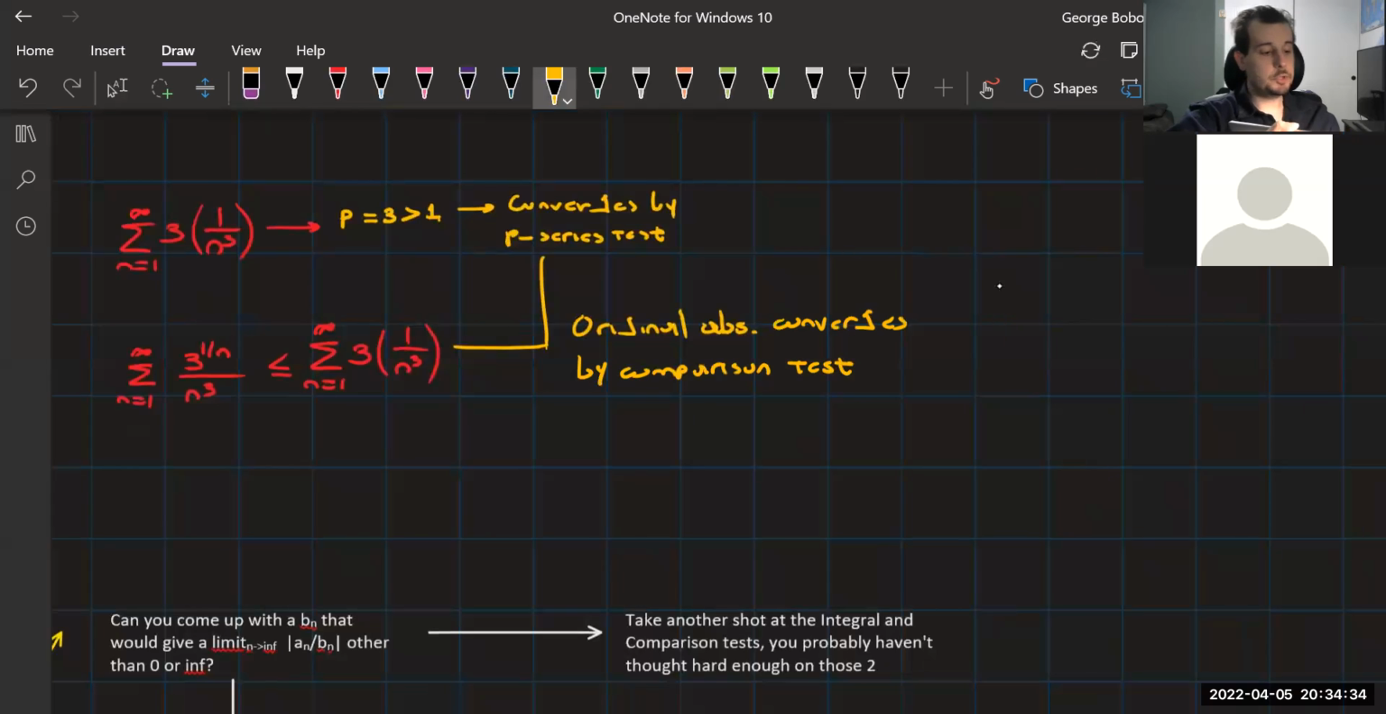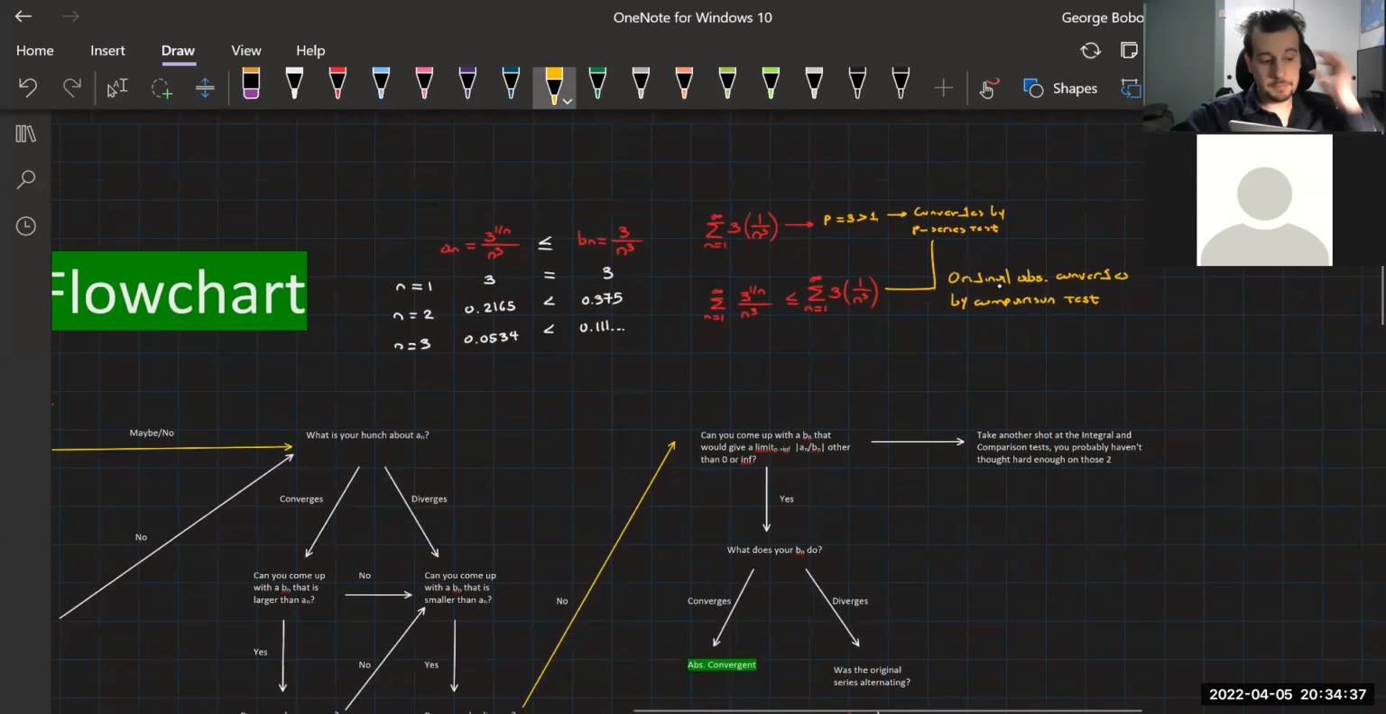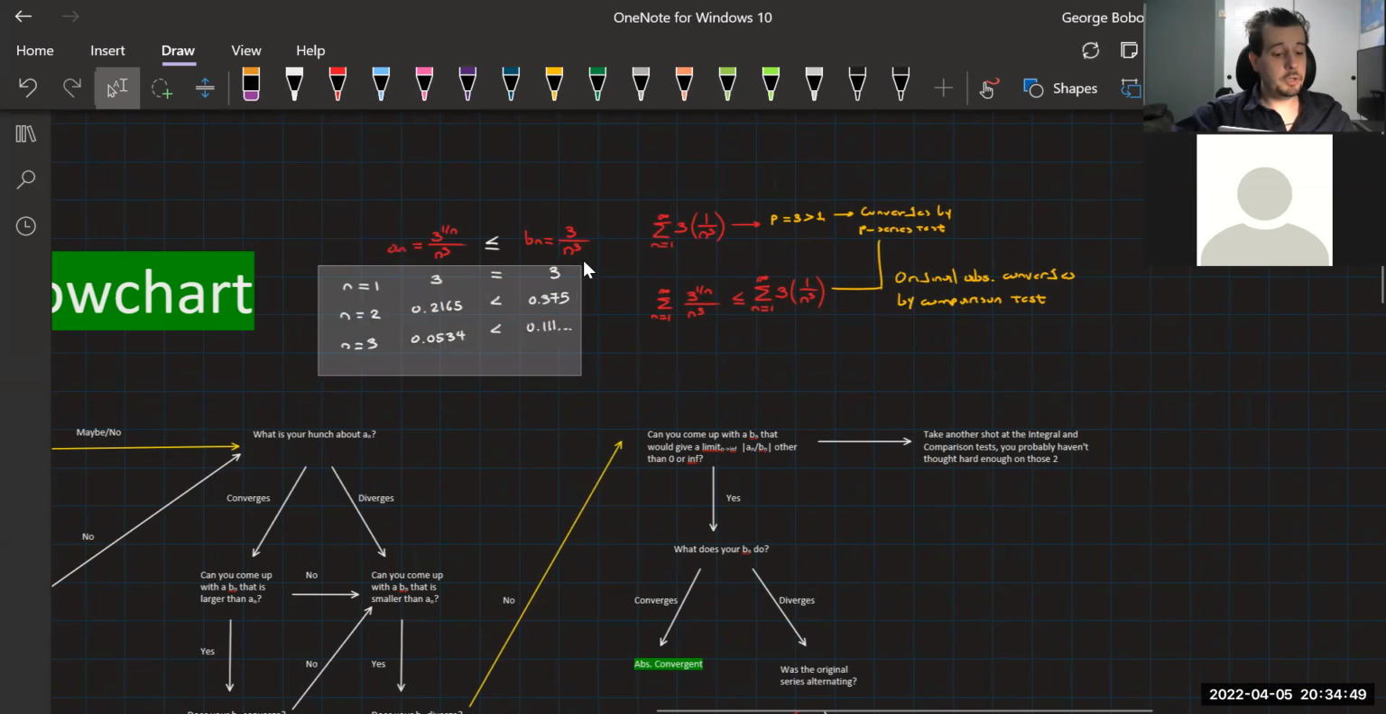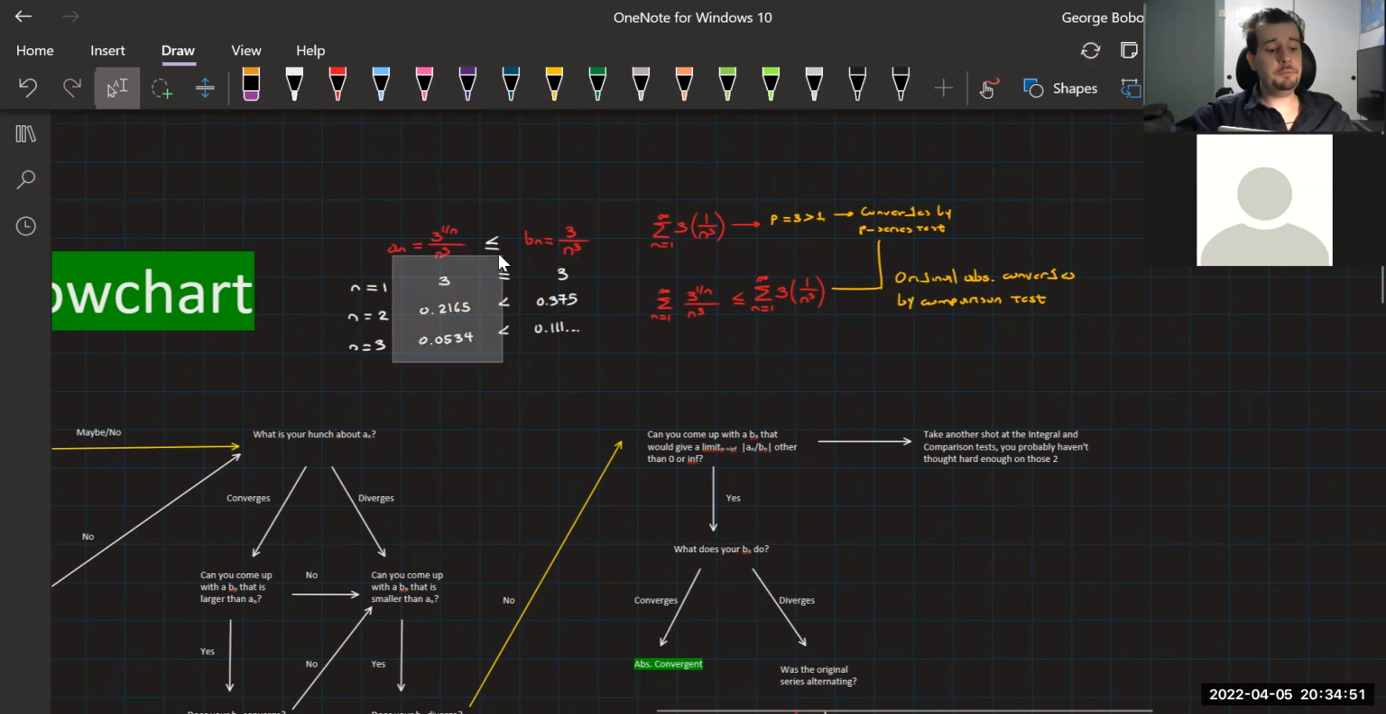There we have it. So we stopped again at the comparison test. Seems okay? Yeah. That's how I recommend going about the comparison test, right? I want you to look at a few of the terms, see how fast this thing converges, kind of judge it by eye and make a conclusion.